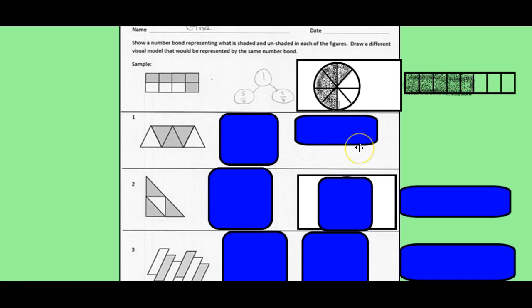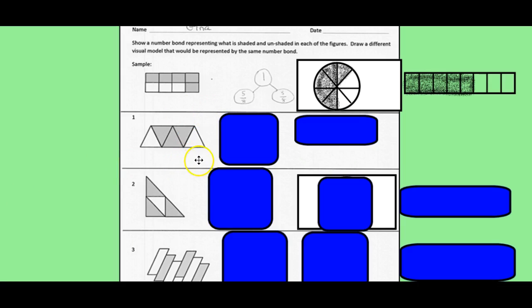So whenever you're drawing your visual models, you're just going to draw a model to show the parts that are shaded instead of the parts that are not shaded. I don't want you using the same exact models that they have. That's why most of the time it's easier for us to work with circles or rectangles. That's usually the easiest ones that we choose when we're working with fractions.